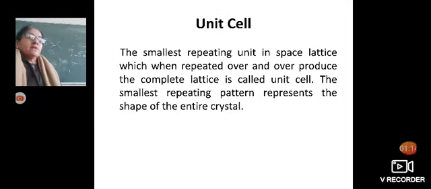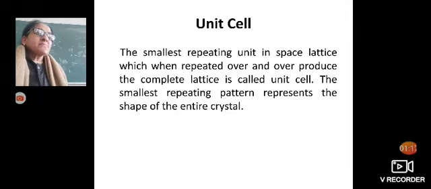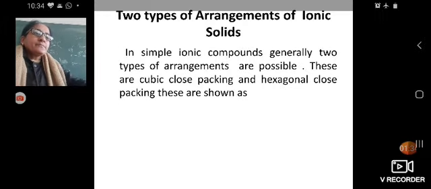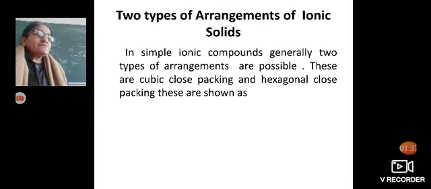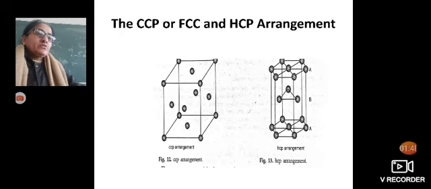The smallest repeating unit in a space lattice, which when repeated over and over produces the complete lattice, is called the unit cell. The smallest repeating pattern represents the shape of the entire crystal. There are two types of arrangement for ionic solids: cubic close packing and hexagonal close packing.